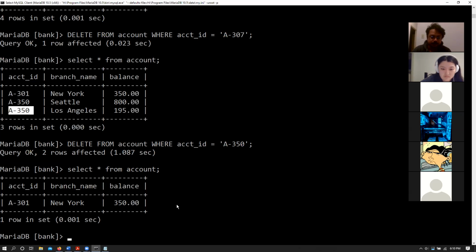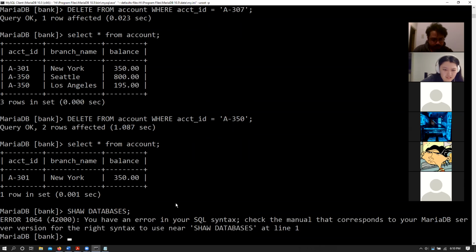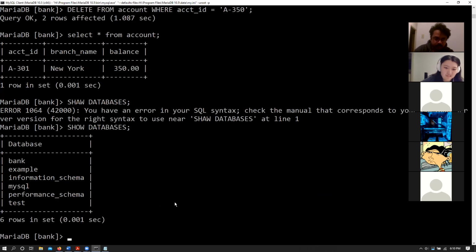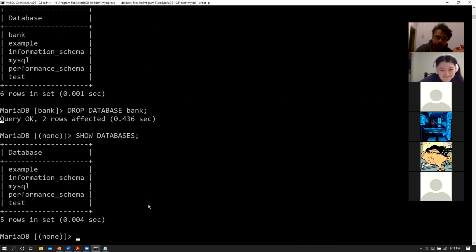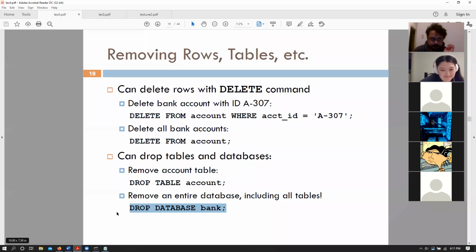So if I did drop table here, let's look at our databases last. I'm going to do that. Show databases. So we had the bank database here. Let's do it. Please, you guys don't do this. Drop database bank, right? So if I do show databases again, my bank database is gone, including all of the values that we inserted and things like that. Okay.